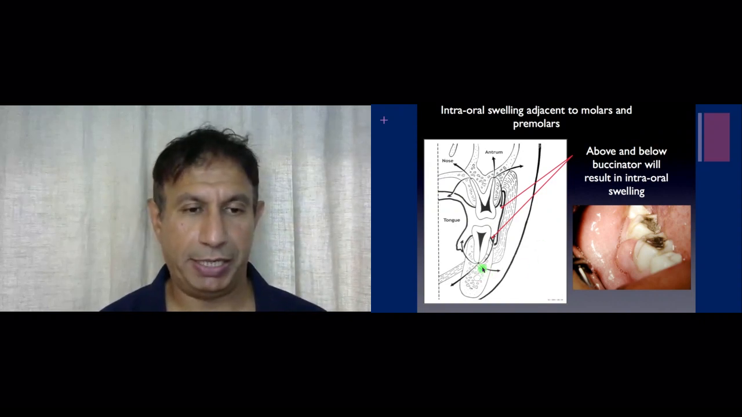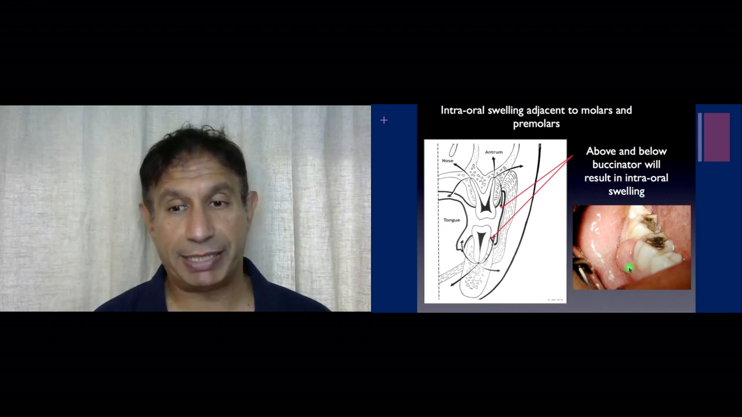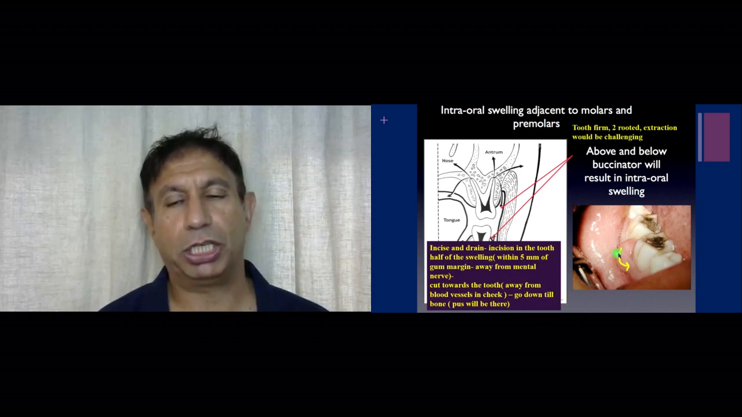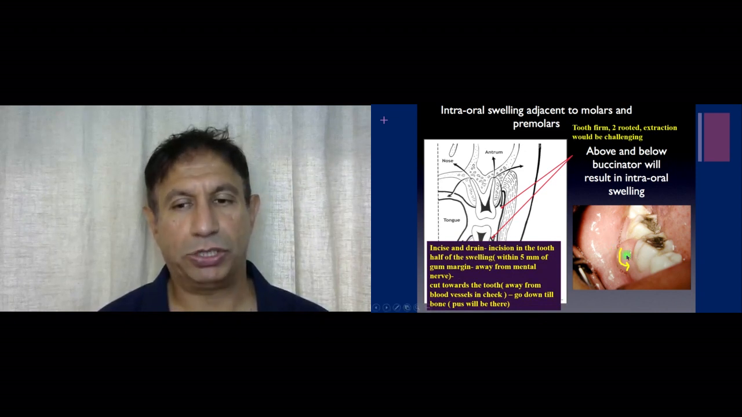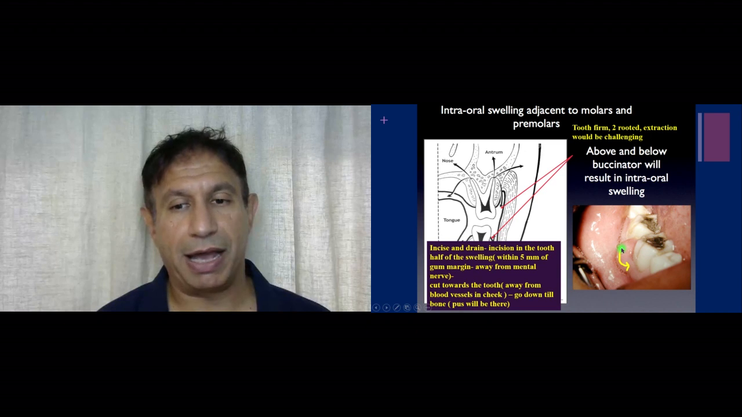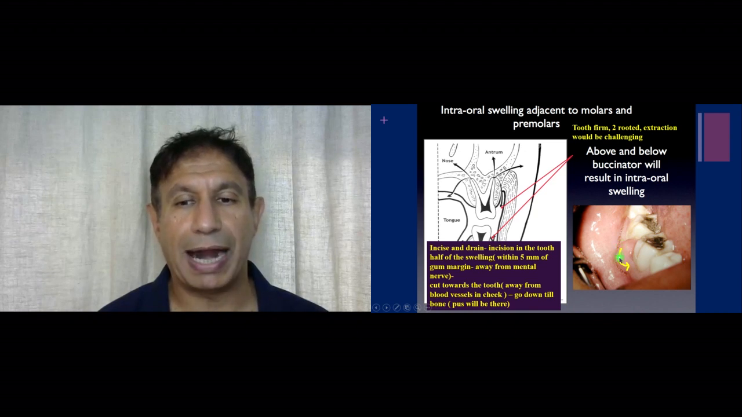What about the posteriors? The pus could go above the muscle attachment to the cheek side, resulting in a buccal abscess. Again, if we want to drain this abscess, we do an incision in the tooth half of the swelling. So 3 to 5 millimeters from the gum margin, we make an incision. When we do this, we take our knife and we cut anteriorly. So we do not take our knife and go posteriorly, we take our knife and go anteriorly.